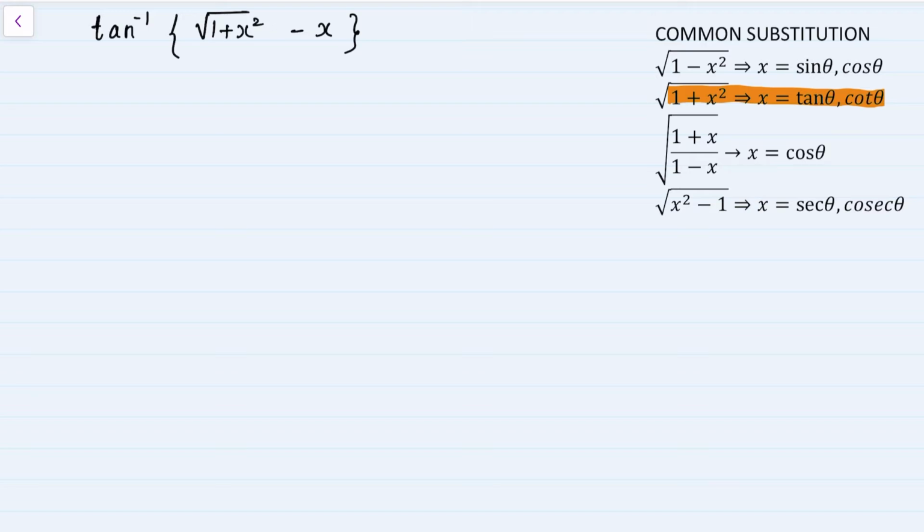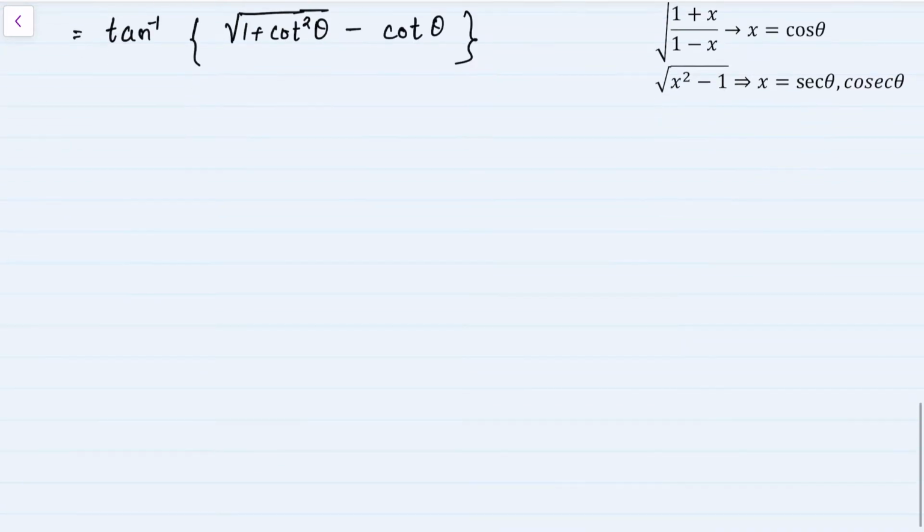Here we can use either tan or cot, and let us use cot here. Why have we used cot? You can even use tan theta, but for simplicity cot theta would be preferable. So our next step can be tan inverse of under root 1 plus cot square theta minus cot theta. Now root of 1 plus cot square becomes root of cosec square, and hence we can now write tan inverse of cosec theta minus cot theta.